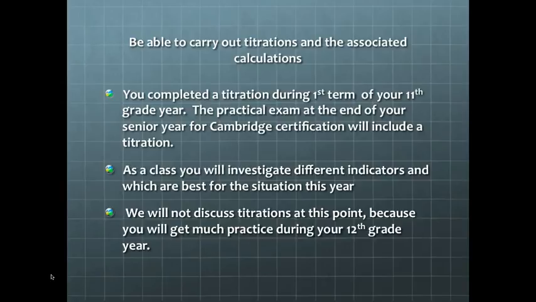Another assessment criterion is to carry out titrations and the associated calculations. We've done this on more than one occasion in Chemistry 11. In Chemistry 12, you'll be required to do it at the end of the year in the practical examination of the Cambridge certification. As a class this year, you investigated different indicators. We won't discuss titrations at this point because you will get much practice during this school year.